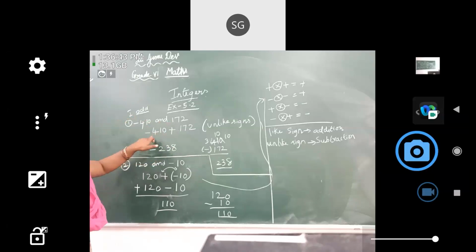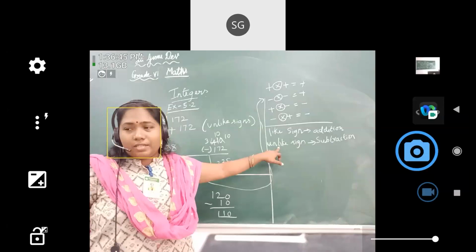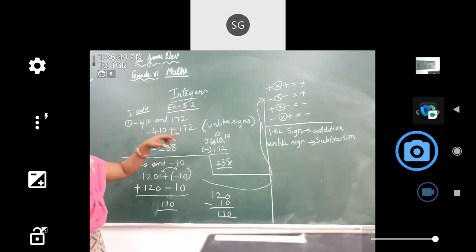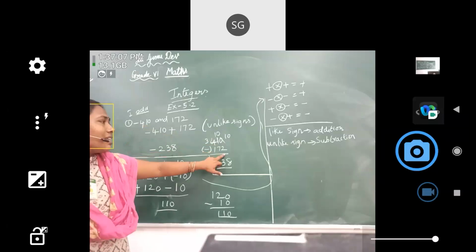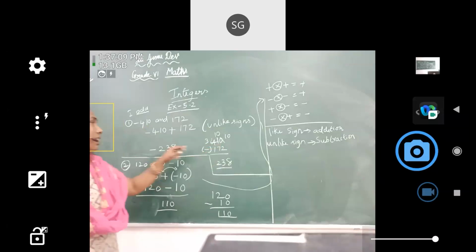So if it is unlike sign, I have to subtract. If it is unlike sign, I have to subtract. Is this like or unlike sign? Unlike, ma'am. So unlike, so I have to subtract. I have to forget about the sign. I have to subtract only the absolute values, 410 and 172. If I subtract, I get 238.